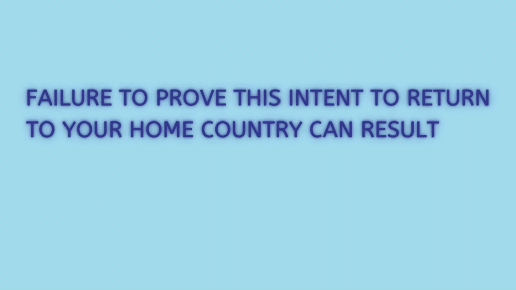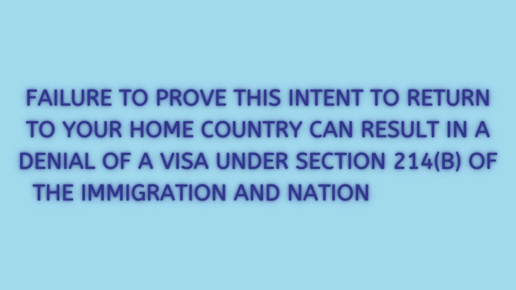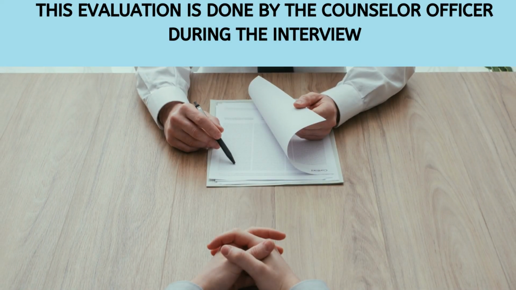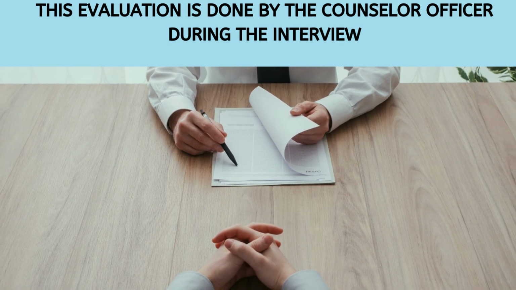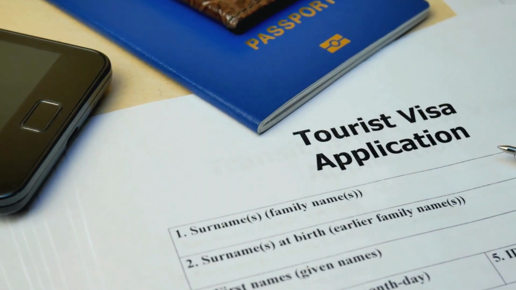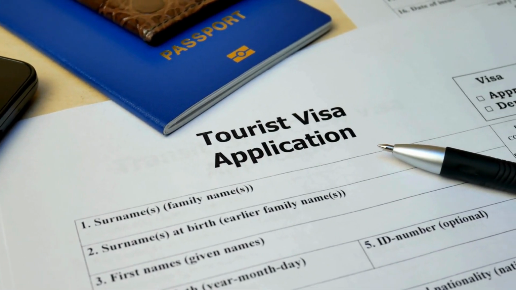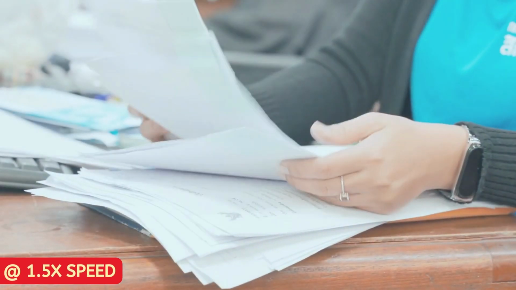Failure to prove this intent to return to your home country can result in a denial of visa under Section 214B. This evaluation is done by the consular officer during the interview, thereby further emphasizing the importance of adequate preparation to avoid denials, because any denial under 214B means that you will have to reapply for a visa and start the entire application process from the beginning.